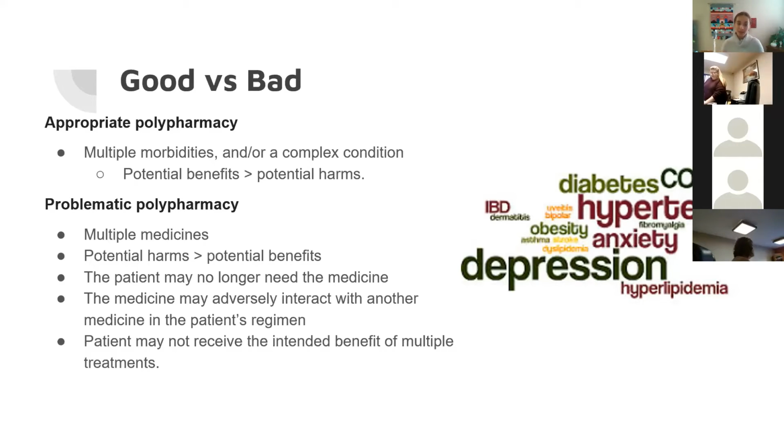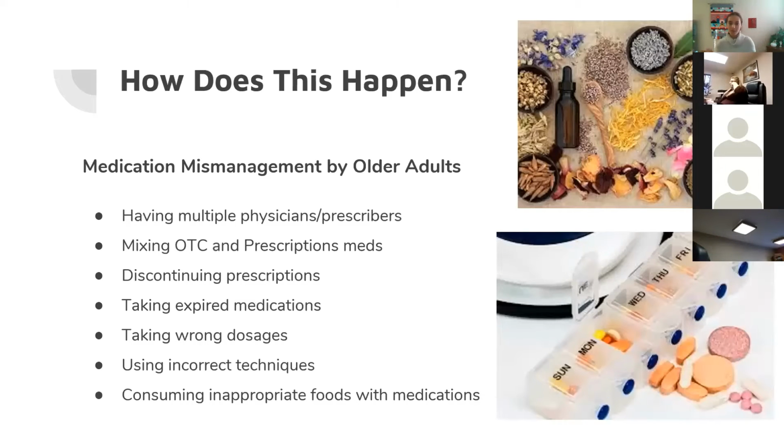There are problematic polypharmacy trends as well. And these can be seen when the harms of those medications outweigh the benefits. This can happen if you're taking medications that are expired, or if you're taking multiple medications for the same problem and the effects are being contraindicated or canceled out. So it's important to be aware of that. Next, Heather's going to go into how this polypharmacy happens.